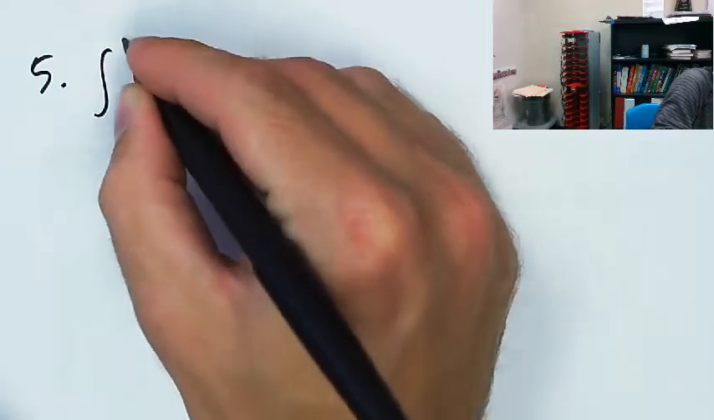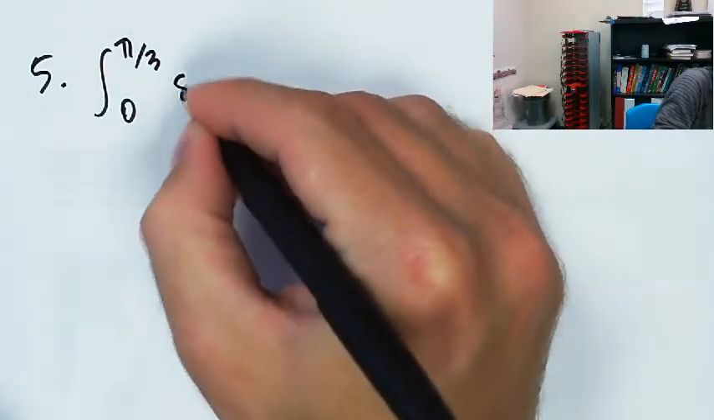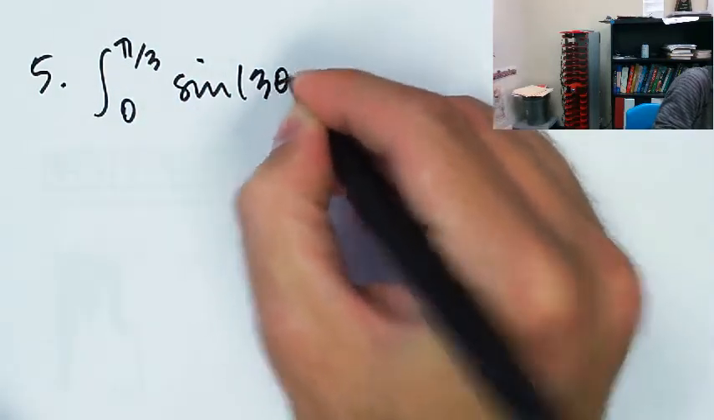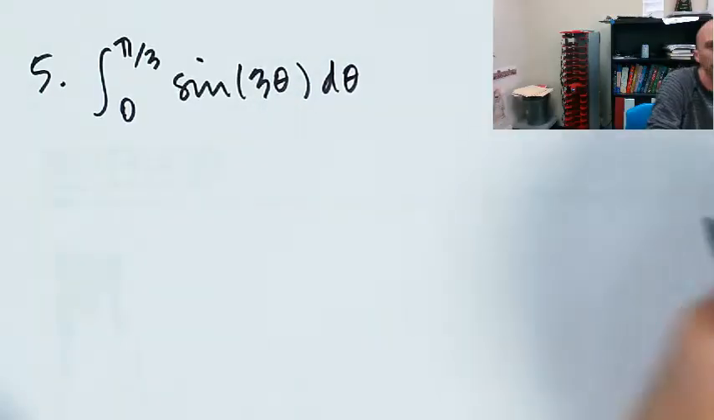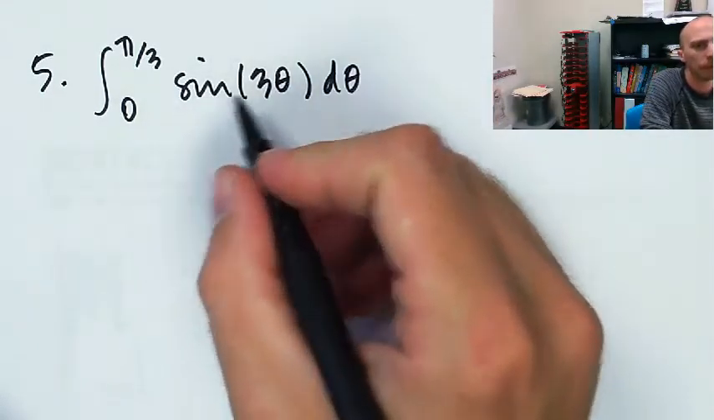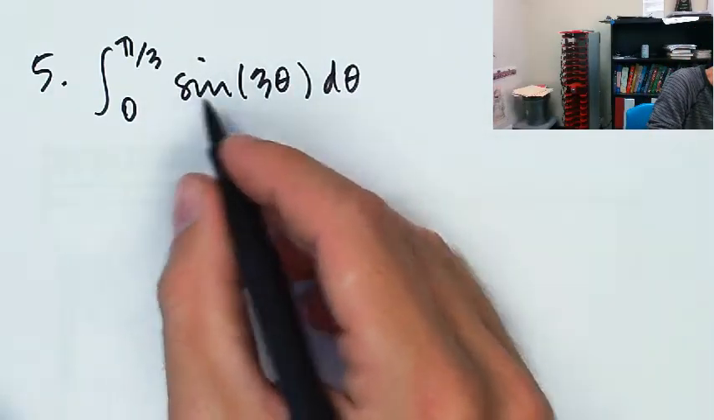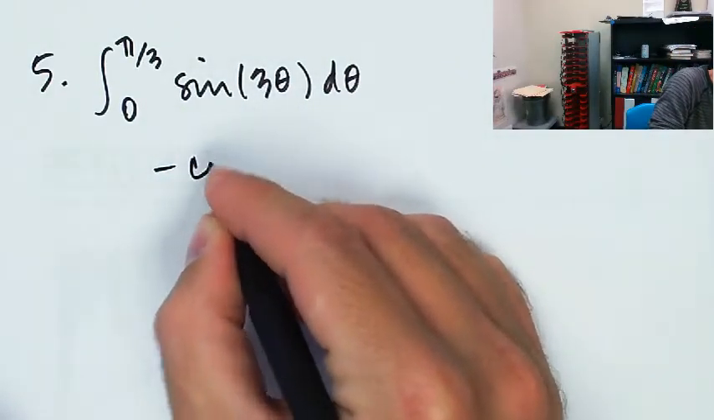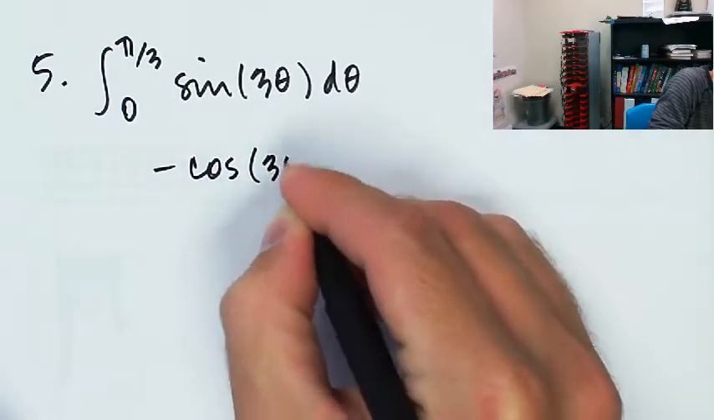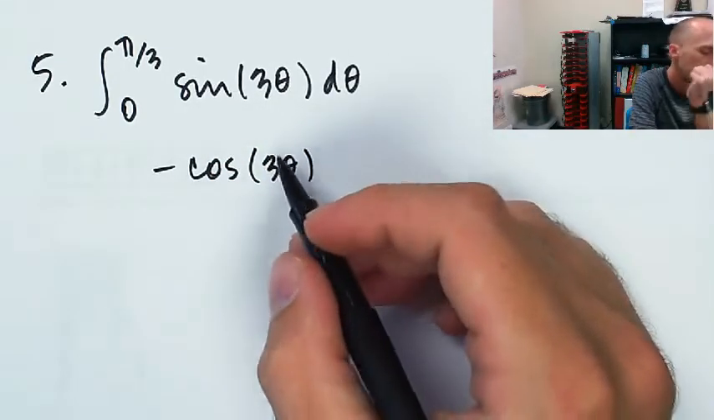Integral from 0 to pi over 3 of sine of 3 theta d theta. Okay. The antiderivative step, we have to be a little careful because of that 3 theta, right? So I'm going to say, okay, an antiderivative for positive sine would be negative cosine. But then I need to be careful about that 3.